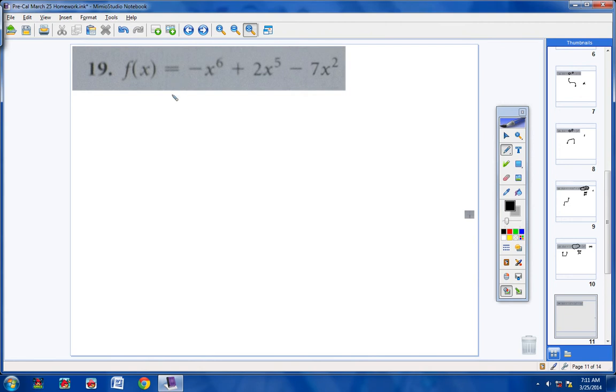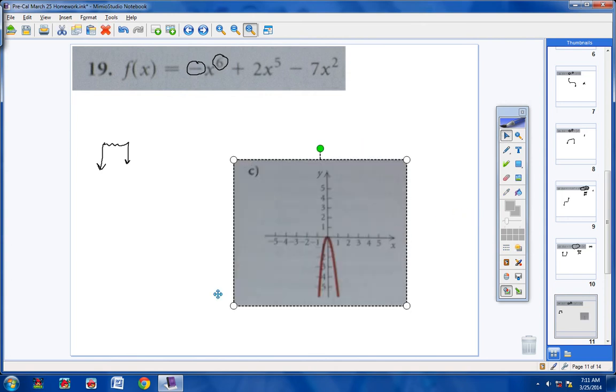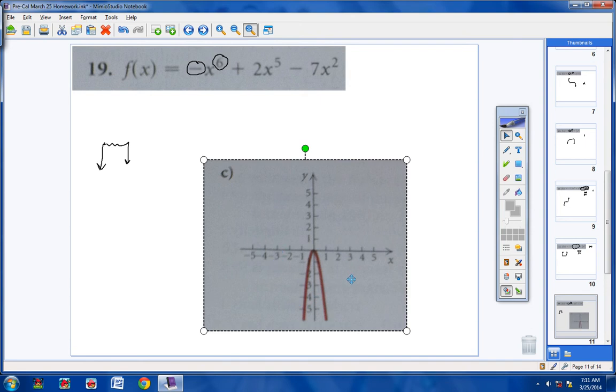Numbers 19 and 21, you're going to match these up with the proper graph. Now, notice that I have a polynomial function written in standard form, so that's good. Notice my degree is even and my lead coefficient is negative. So an even degree with a negative lead coefficient means I'm going to have a graph that goes down to the left and also down to the right. Well, here's your answer right here, guys. If you'll look in your books, it's going to be letter C. Notice letter C is the only one that goes down to the left and down to the right. Okay, so there it is, letter C.